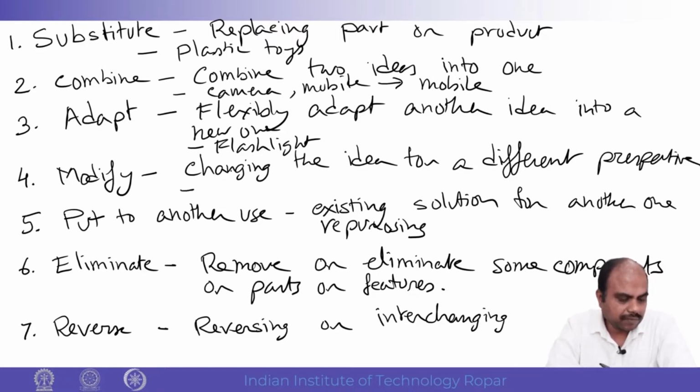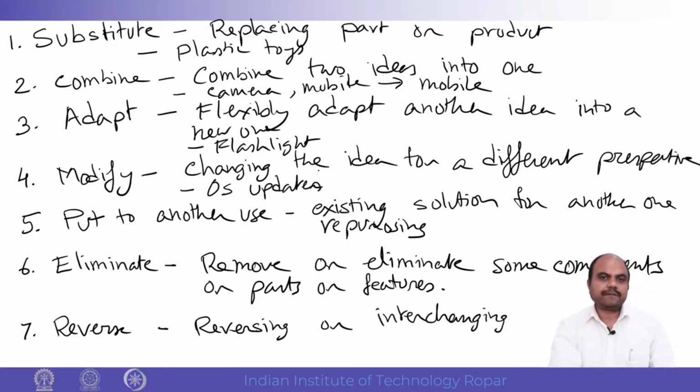Then modify. Many modifications can be done. One is operating system update. You can see Windows updates are coming now and then. Even other updates are coming. So these are modifying your system and the software which is there. Then put to another use. Previously many times the deodorant used to come as spray, but later on the ballpoint pen idea has been put in deodorant, and that has come into the roll-on deodorant.